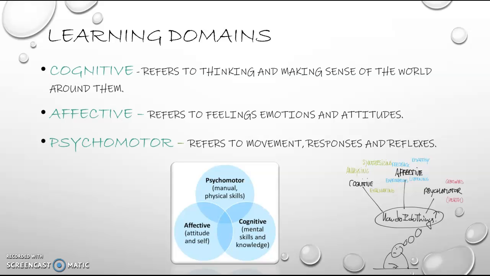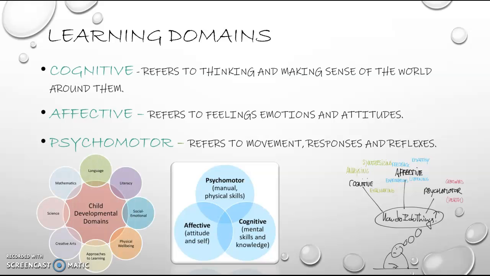If you have a look at this little comic I'll put at the bottom, it says, how do I do things? And then it uses the three domains, the cognitive, the affective, and the psychomotor. And within the child developmental domains, it affects your language, literacy, social, emotional, physical well-being, approaches to learning, your creative arts, your sciences, and your mathematics. So this is the child as a whole and how the child relates to or has barriers to learning in the classroom.